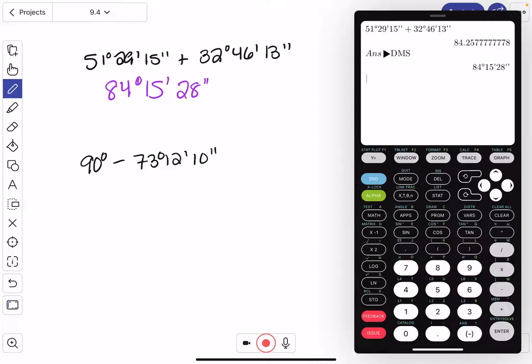So you guys try the subtraction one. All right, so 90 degrees minus 73 degrees, 12 minutes, 10 seconds. And you can just put the degrees, minutes, seconds right here and not get the decimal degree. But if you forget, you can always go back and do it.